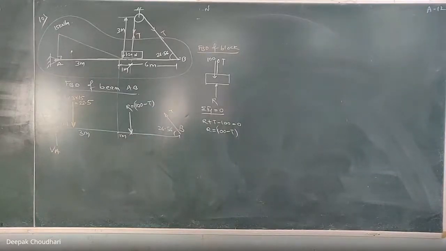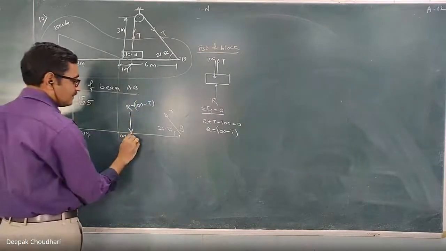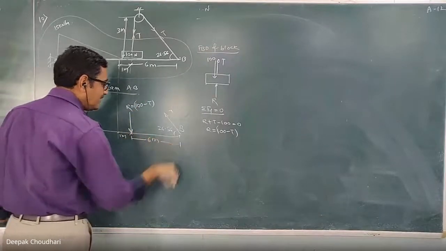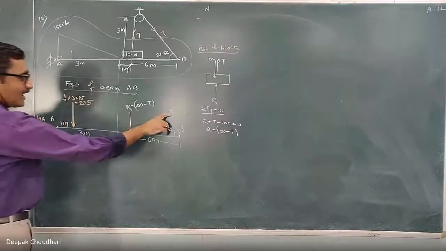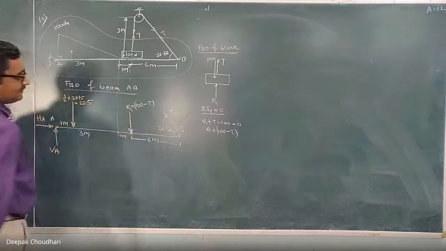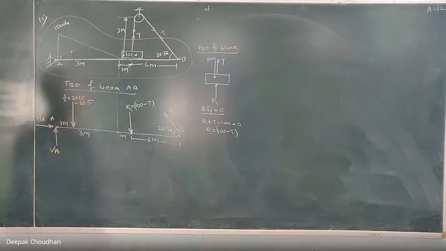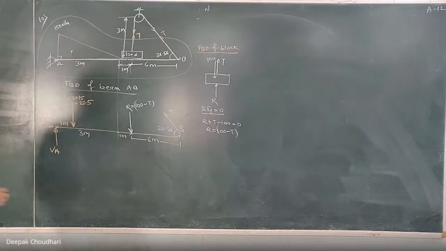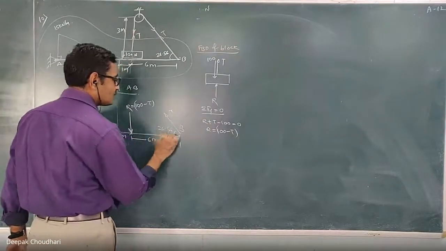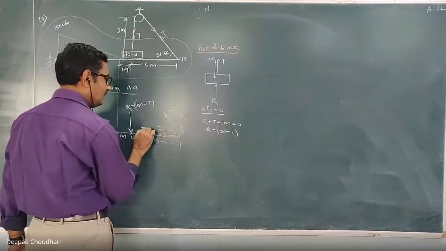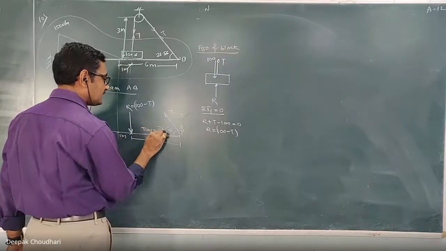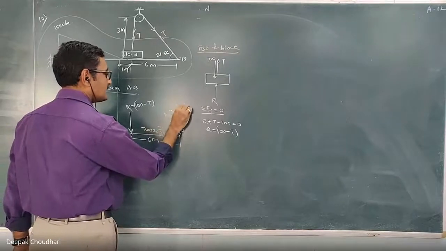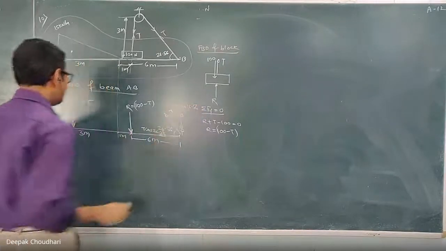Clear? Now, if you observe this, how many unknowns are in this system? Here there are 2, and here together there is only one unknown, that is T. All together there are 3 unknowns: HA, VA and T. So apply the 3 conditions, and you will get the 3 unknowns. For that you have to resolve this T into 2 components. So this will be T cos 26.56 and this is T sin 26.56. Just apply the 3 conditions.